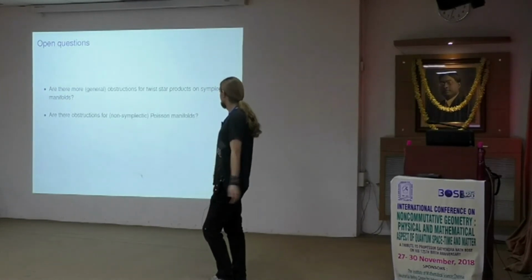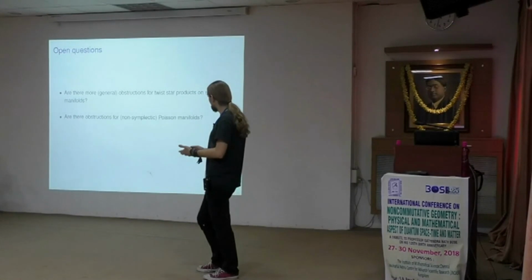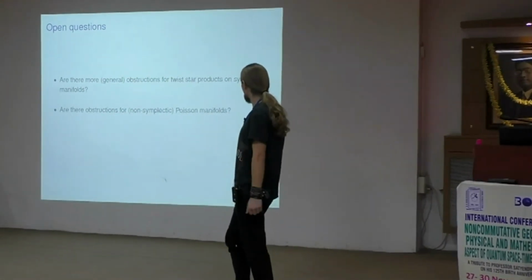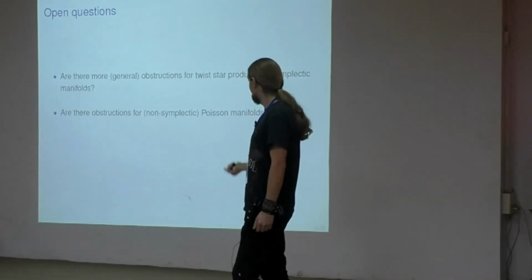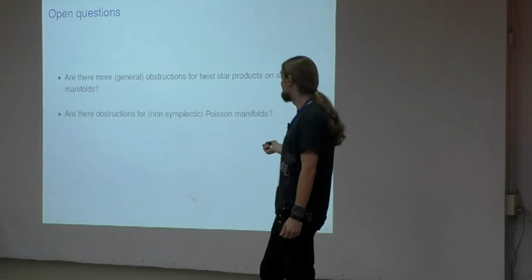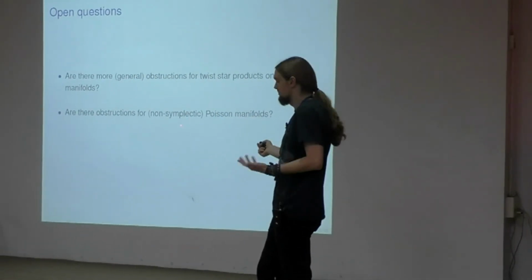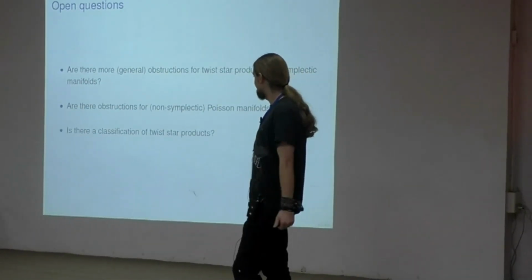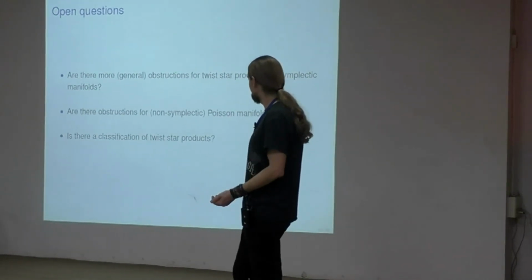So there are some open questions, and I will state the first two here. This means, can I have more of these? So are there more ways of showing on a symplectic manifold that there are no twist star products, and can I even say something about the truly Poisson case? Because this was not even touched yet. And in the end, what I'm aiming for is to classify twist star products.